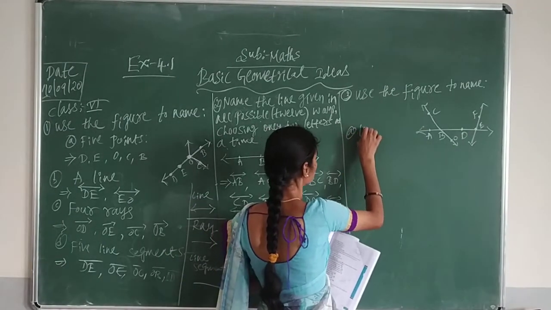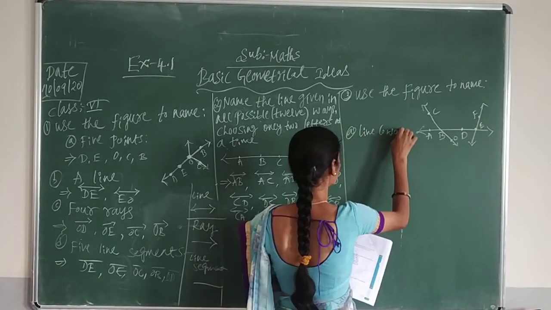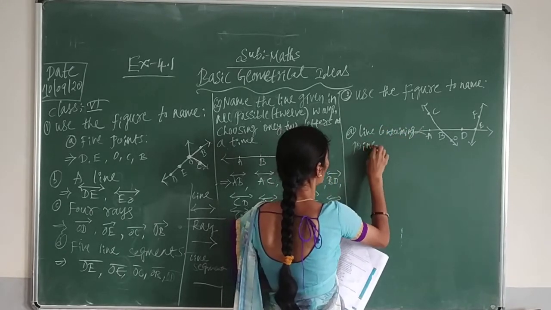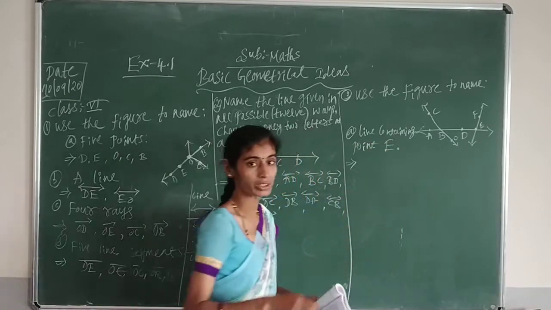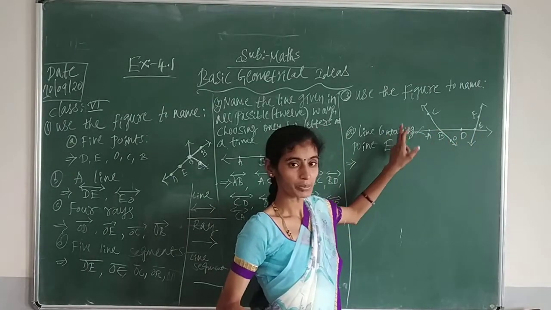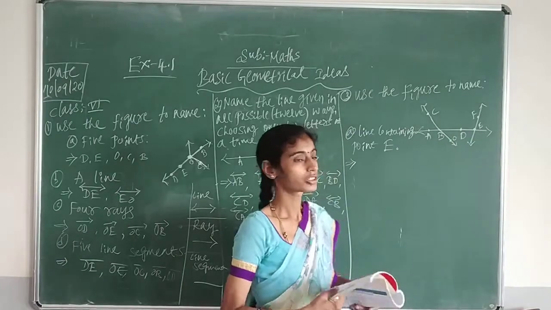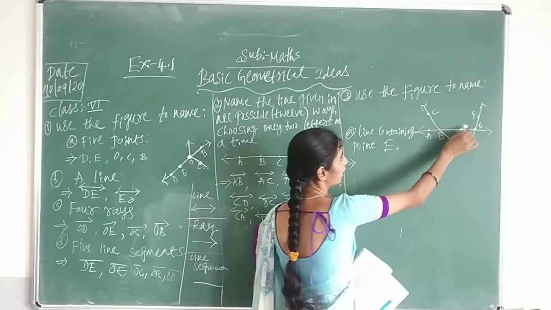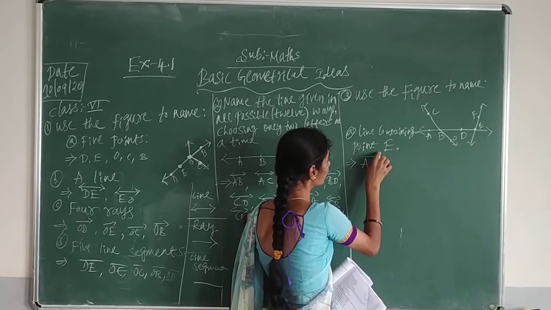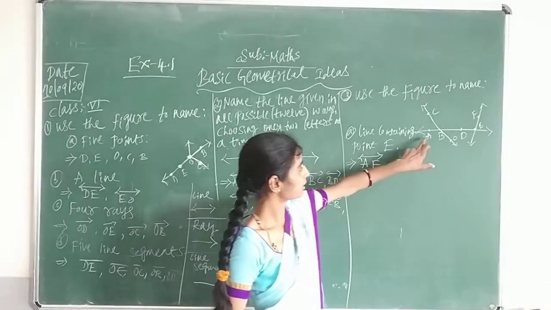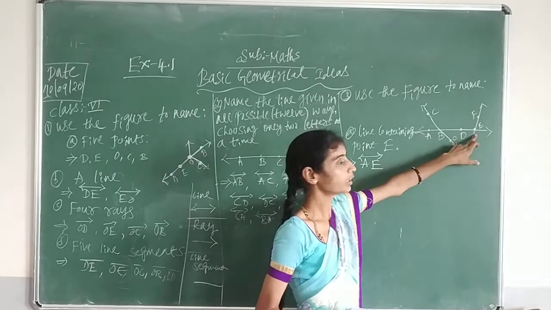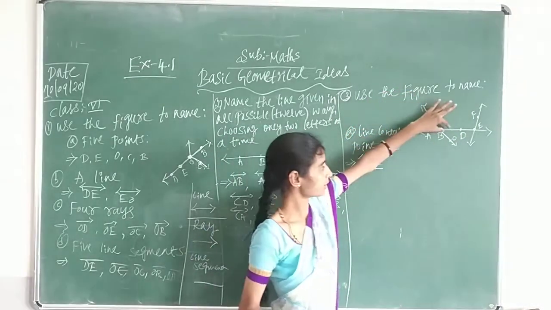In this question A, line containing point E. So from this figure, you have to see on which line E is there. All you can see, A to E is a line on which E is there. So on the line AE, from A to E, we can consider it as one line, and you can write AE is one line on which E is lying.